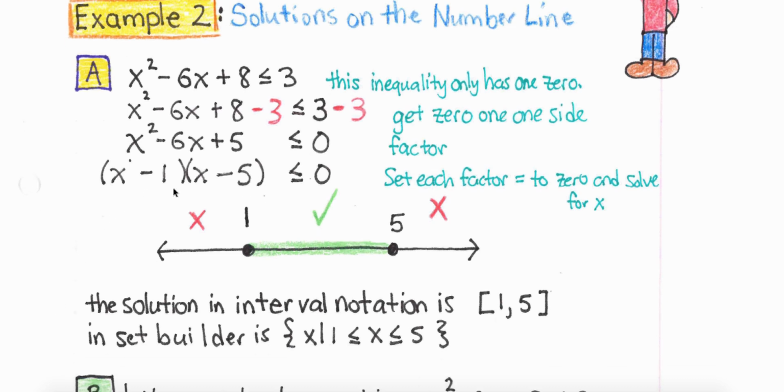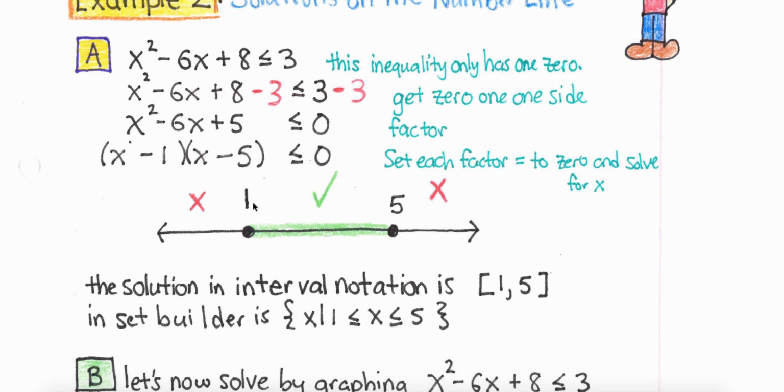Now factor the left-hand side into x minus 1 times x minus 5. 1 and 5 are called the critical points because they would make the inequality 0. So I put 1 and 5 on a number line. I fill them in because this is less than or equal to 0, so that means that 1 and 5 are part of the solutions.